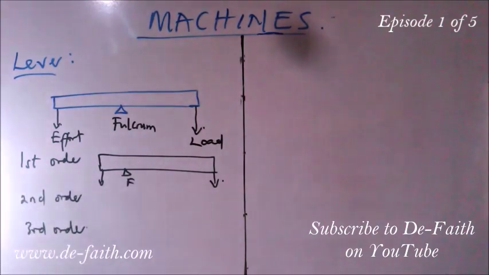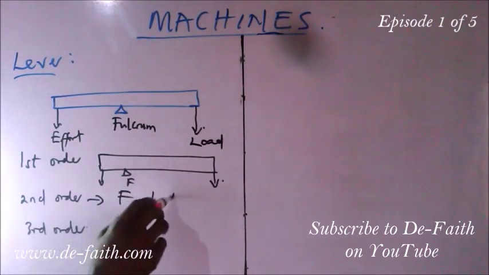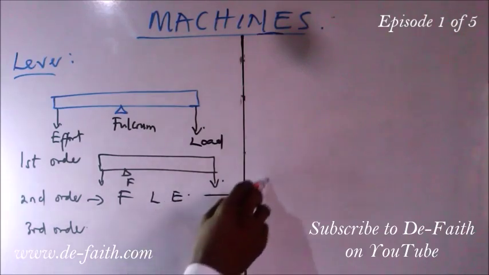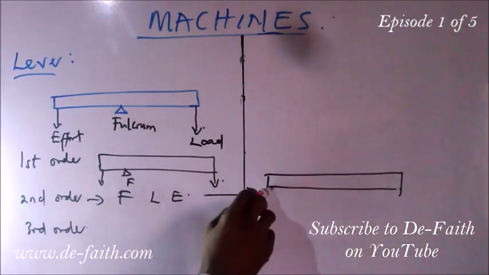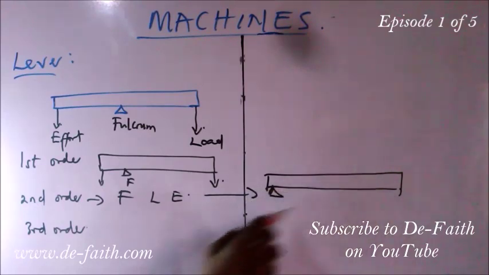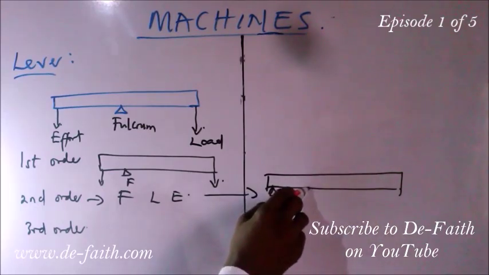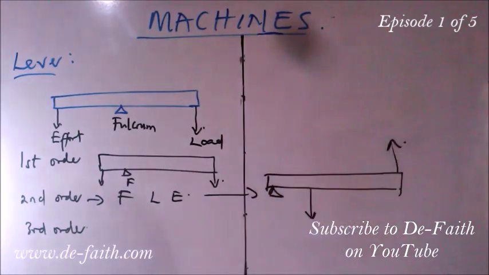Now, examples of first order lever, we have the crowbar, the claw hammer, and the plier. So in this, we have the fulcrum at the center. Next is the second order. In the second order, it is arranged as fulcrum, load, and effort. And in this case, we have the fulcrum at the edge, at any of the edges, and then we have the load and also the effort. This is the arrangement of the second order lever. Examples of the second order lever are the nutcracker, the wheelbarrow, and so on.